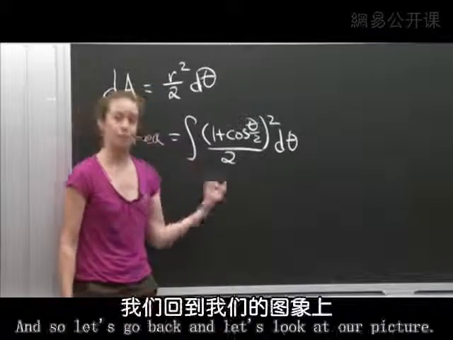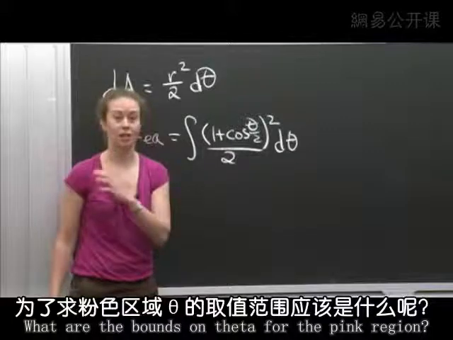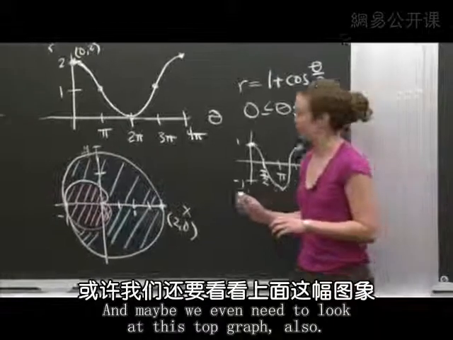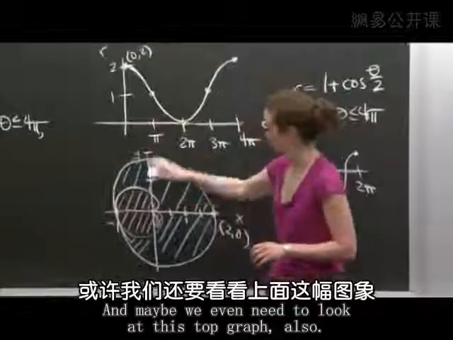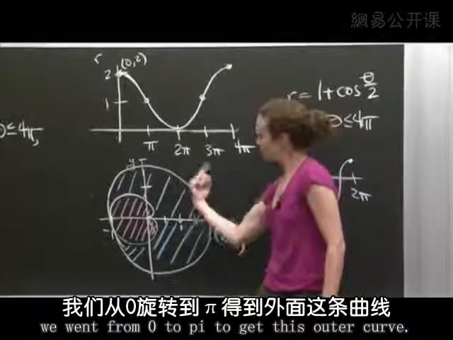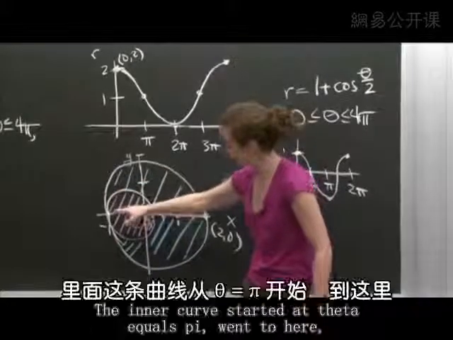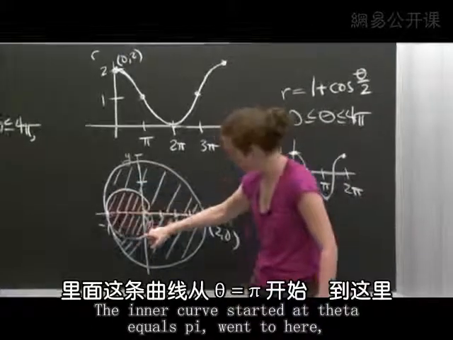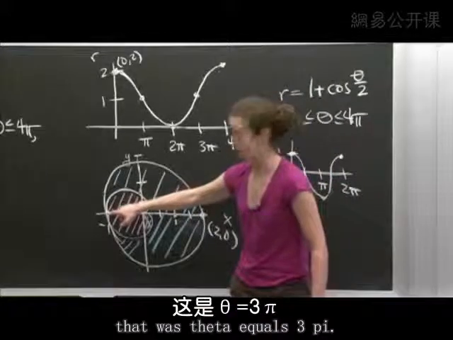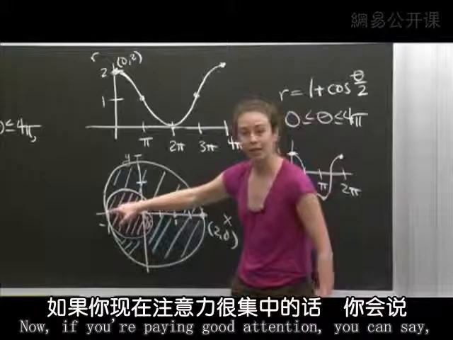And so let's go back and let's look at our picture. What are the bounds on theta for the pink region? Okay, so where does that pink region start and stop? And maybe we even need to look at this top graph also. So if we think about it, we went from 0 to pi to get this outer curve. So how do we get the inner curve? The inner curve started at theta equals pi, went to here, went to here. That was theta equals 3 pi. So it went all the way from pi to 3 pi.